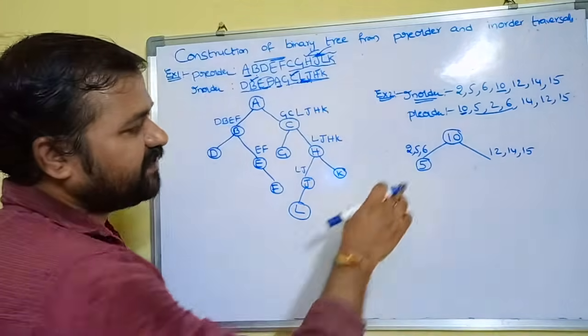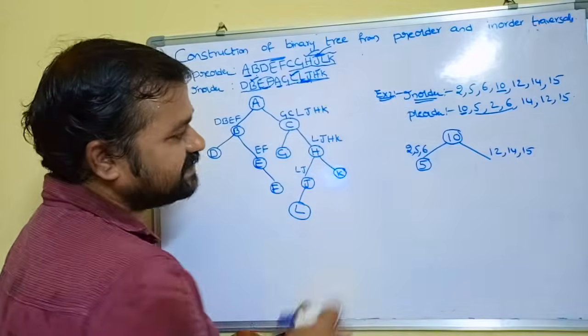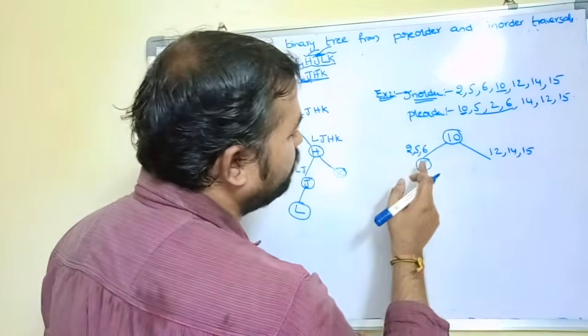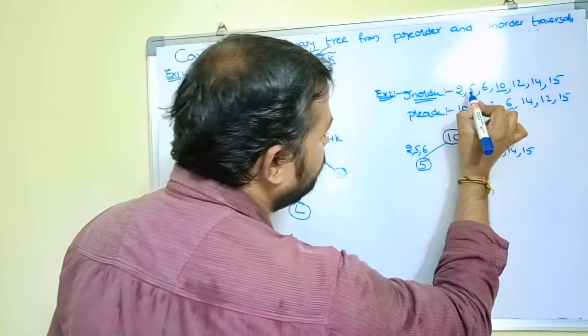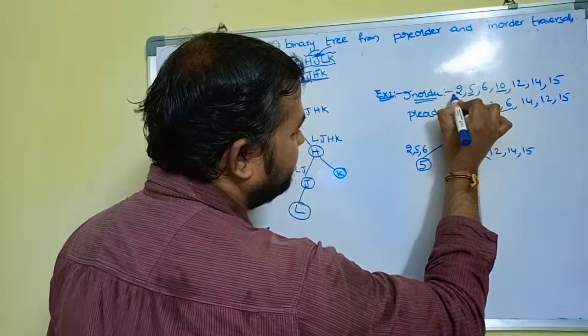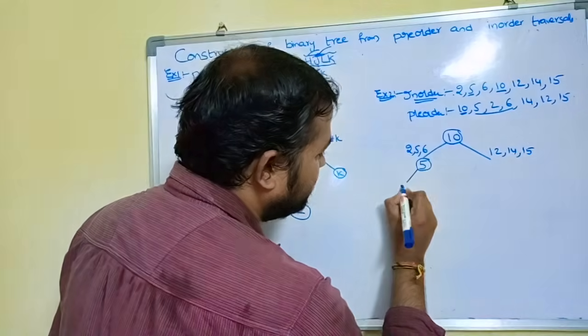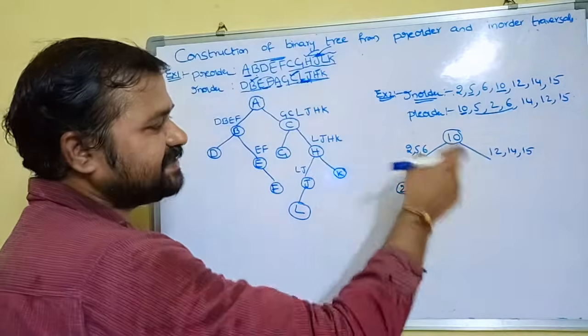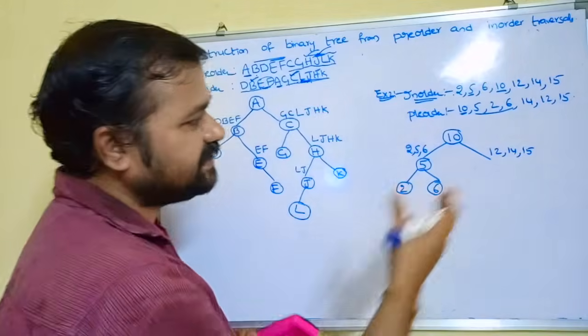Okay. Next we have to determine the left subtree and the right subtree of 5. So we have to go to inorder traversal. So 2, 5, 6. Okay. So here what is the root node? 5 is the root node. So its left children is 2, right children is 6. So with this the left subtree is over. Now let us see the right subtree.